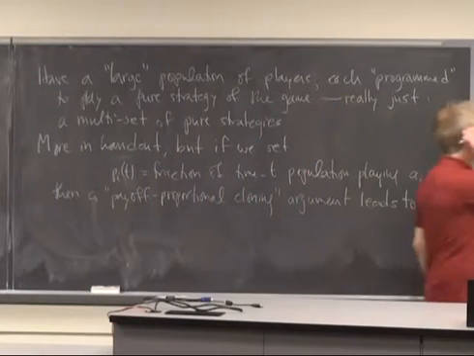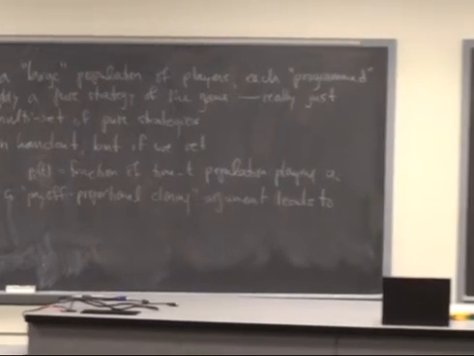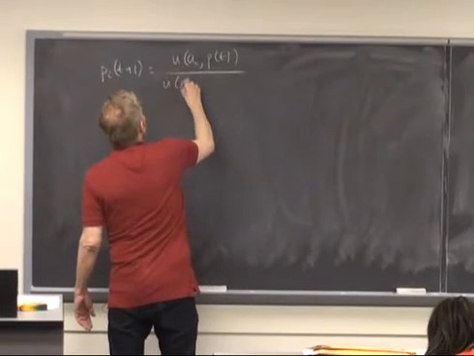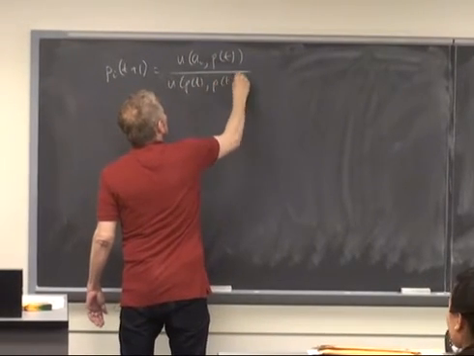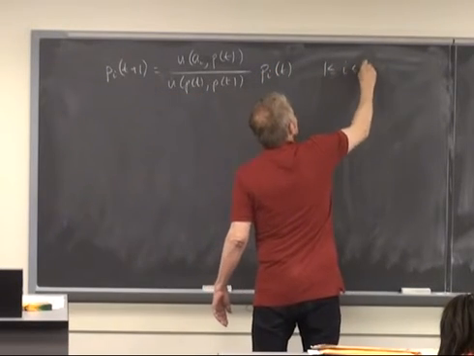And those equations look like this. P sub i of t plus 1 is equal to u of a sub i, p of t. I'll tell you what p of t is in a second. Divided by u of p of t, times p sub i of t. And that's going to be for all i's.